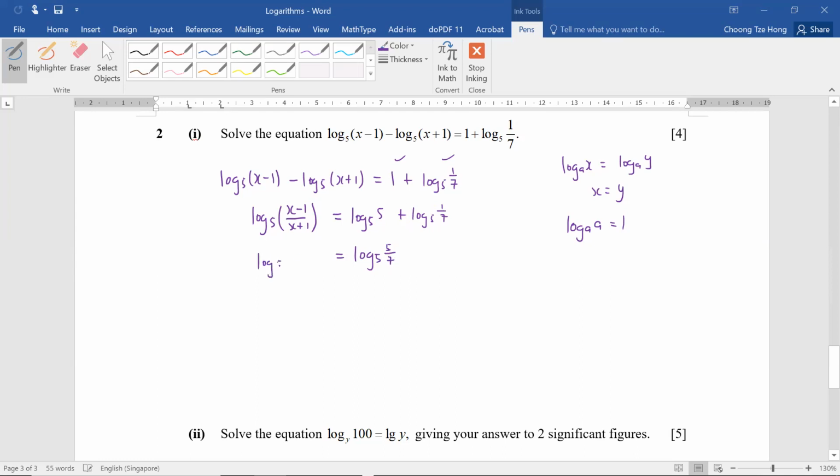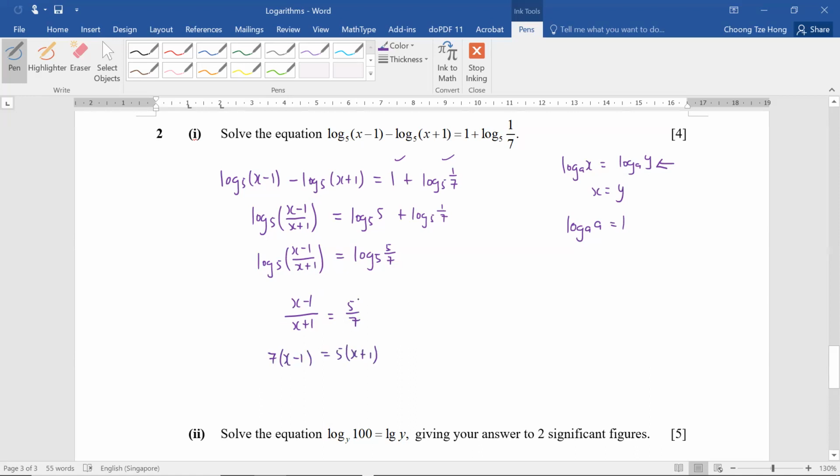Okay, so on the left side we have this. We have already arrived at this stage. Log base a of x equals log base a of y, therefore x equals y. Since both are base 5, we can conclude that x minus 1 equals 5/7. Then we just cross multiply.